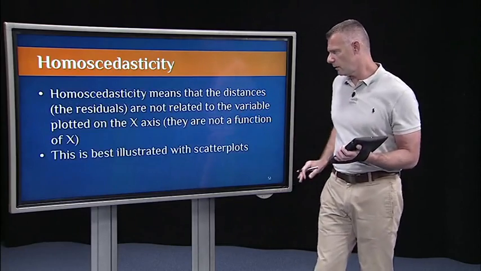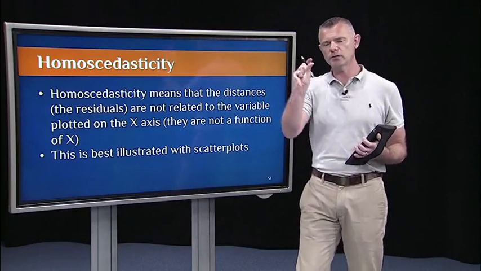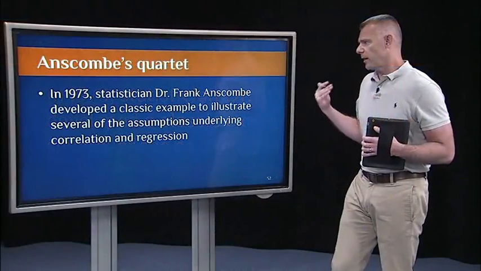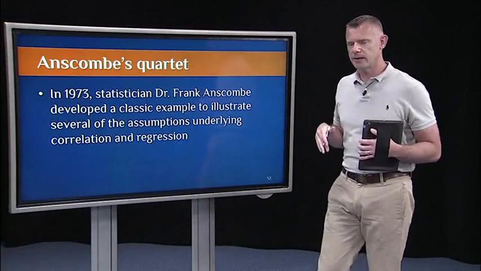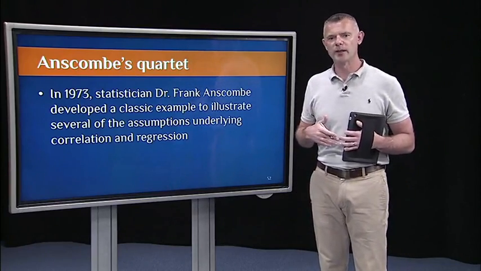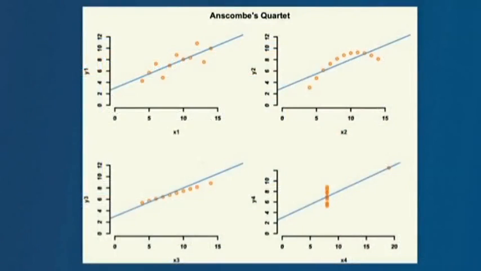So the best way to look at this, as I've said, is to look at scatter plots. But again, what you want to look at is the vertical distance between each dot and the regression line. The most classic illustration of these assumptions underlying correlation and regression analysis, for that matter, was developed by a statistician named Dr. Frank Anscombe in 1973. These are so classic and so well known that they've become known as Anscombe's Quartet. Let me show you what they look like.